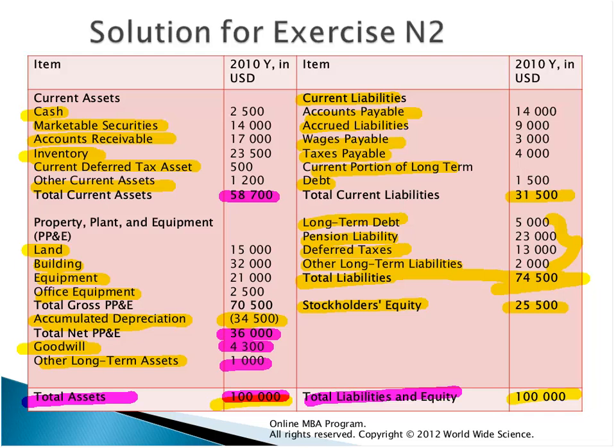So why we shouldn't take this amount, which is the total gross PPE, property, plant and equipment, which is 70,500. We must deduct our depreciation cost, right? After deduction of depreciation cost, we will then get 36,000, which is the total net fixed assets after deduction of depreciation. It's very important to deduct the depreciation. Okay, it's like this. Because depreciation comes with a negative figure, we must deduct it from our gross fixed assets.